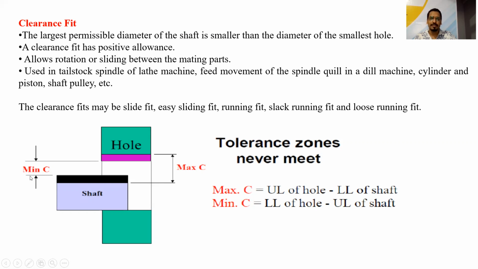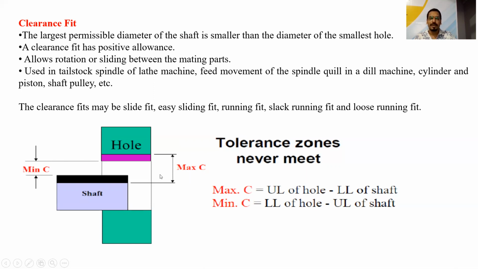So what is minimum clearance? From this diagram you can easily see that the lower limit of the hole minus the upper limit of the shaft is the minimum clearance, and you can see that this minimum clearance is the formula of the allowance. So that's why it is always positive.